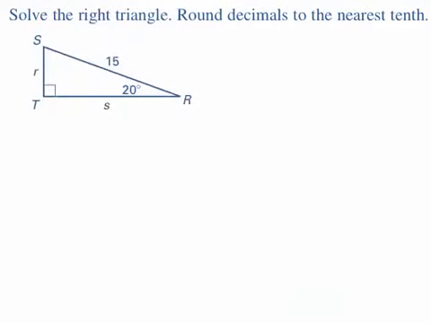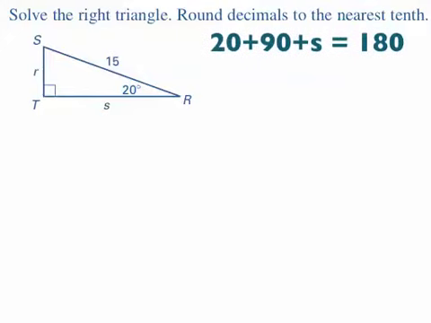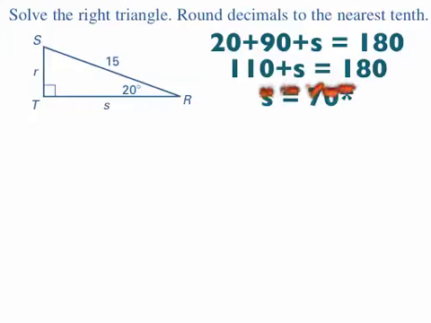In the next example, it says to solve the right triangle, round decimals to the nearest tenth. If you notice, in this case, I have a right triangle at angle T. They tell me that angle R is 20 degrees, and I can use the Triangle Angle Sum Theorem to say that the measure of angle S would be 70. So I said 20 degrees plus 90 degrees plus angle S would equal 180. Combine 20 plus 90 is 110. Subtract that from both sides and you get S equals 70 degrees.